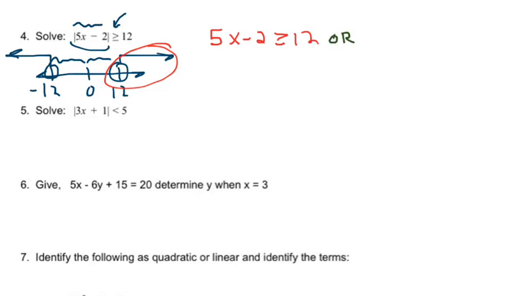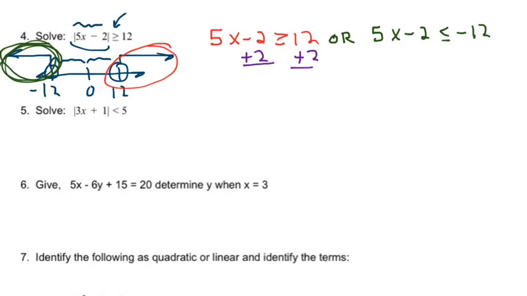Or, it's an or statement because notice these point away from each other and they don't overlap. Or, 5x minus 2 must be less than or equal to negative 12. That's for this left half. Okay? And we solve both of those two and figure out what x has to be in order to satisfy these two conditions. So 5x is greater than or equal to 14. Turns out x has to be greater than or equal to 14 fifths, or greater than or equal to 2 and 4 fifths, or 2.8.